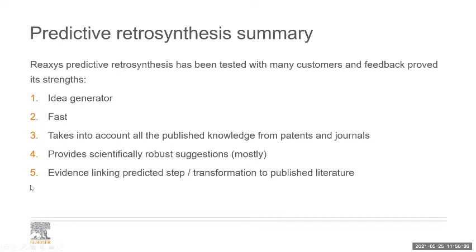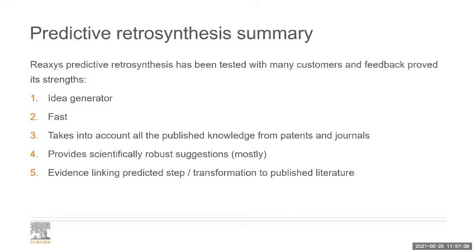And every route proposition, every step that is predicted, is linked to published literature, so that it's not a black box. You can make an informed decision and informed judgment about whether you think the chemistry being proposed is robust or not. So it is great. So what's next?